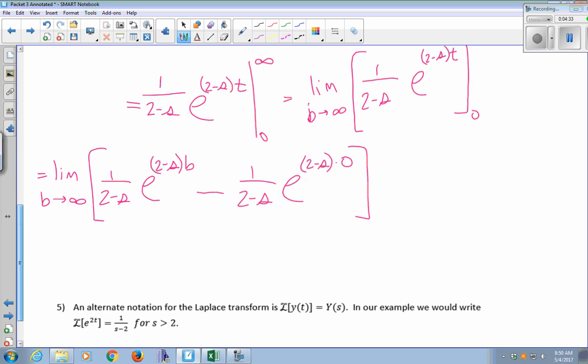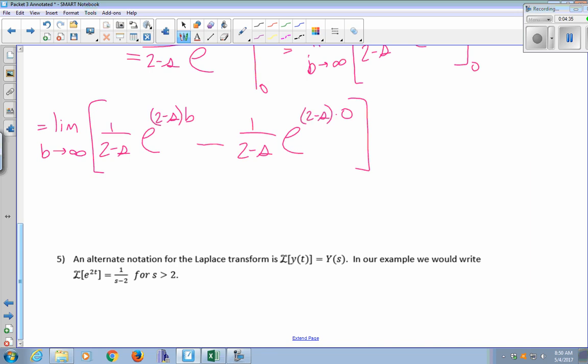All right, so let's think about the limit. Well, what is e to the 0? It's 1, so this term is just 1 over 2 minus s. There's no b in it at all, so it doesn't matter that I'm taking the limit as b goes to infinity. This is just a constant that always stays what it is. So now I just have to look at this term and think about what happens as that b value gets really big.